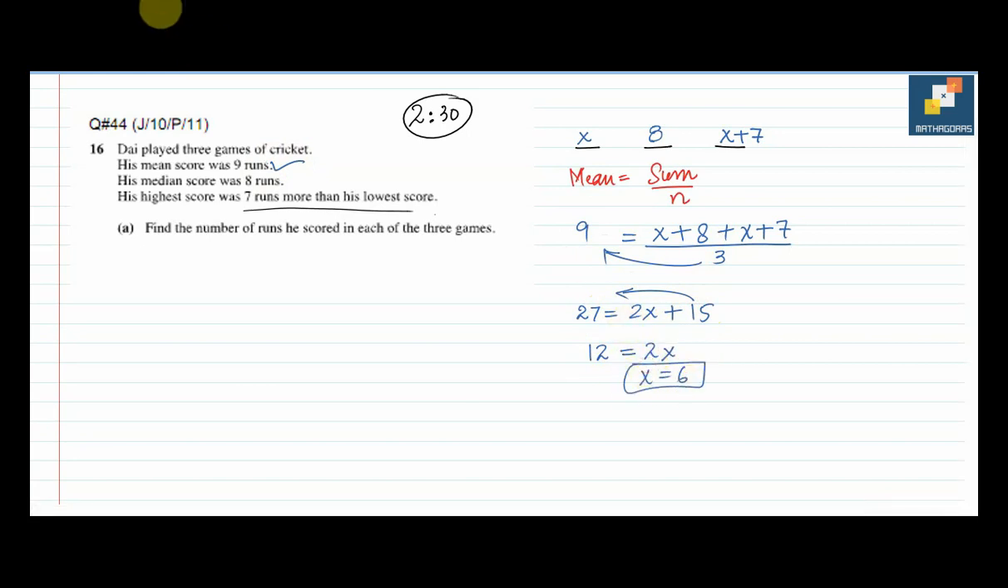Now that is not the final answer. The final answer: he is playing 3 games. The lowest score is 6, the median is 8, and the highest will be 6 plus 7, that is equal to 13.